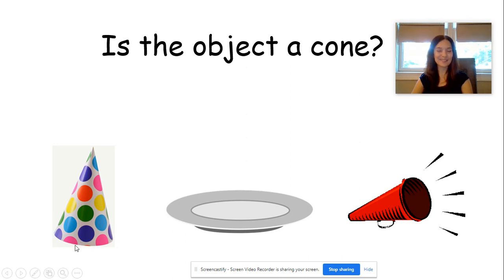Okay, think about the party hat. It is a cone. It has a flat surface at the bottom, a curved surface around, and a point. Okay, is the plate a cone? No, the plate is not a cone. No point. Good job. But the megaphone. The megaphone is a cone. It has a flat surface, a curved surface, and a point. So the party hat and the megaphone are both the shape called cone.